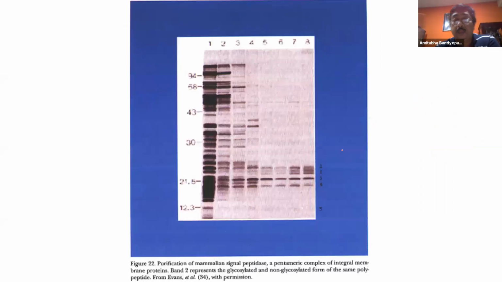Okay, so this is the actual purification gel. Lane 1 will be the solubilized membrane. So you can see so many proteins are there, and then different purification steps eventually arrive at this very pure protein, which is the peptidase. You can see 1, 2, 3, 4, 5 bands. Okay, so it's a 5 subunit, 5 non-identical subunit peptidase, and they had other assays to demonstrate that all of these are integral membrane proteins.